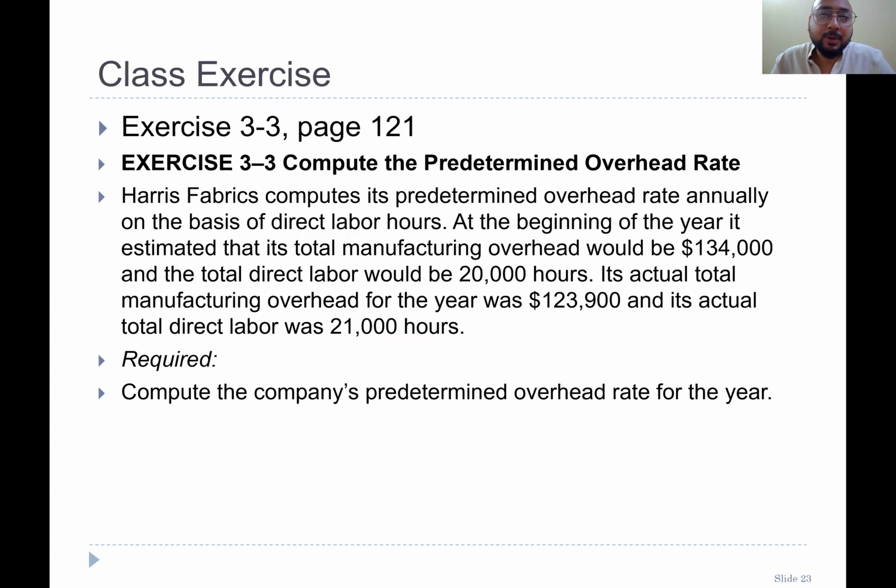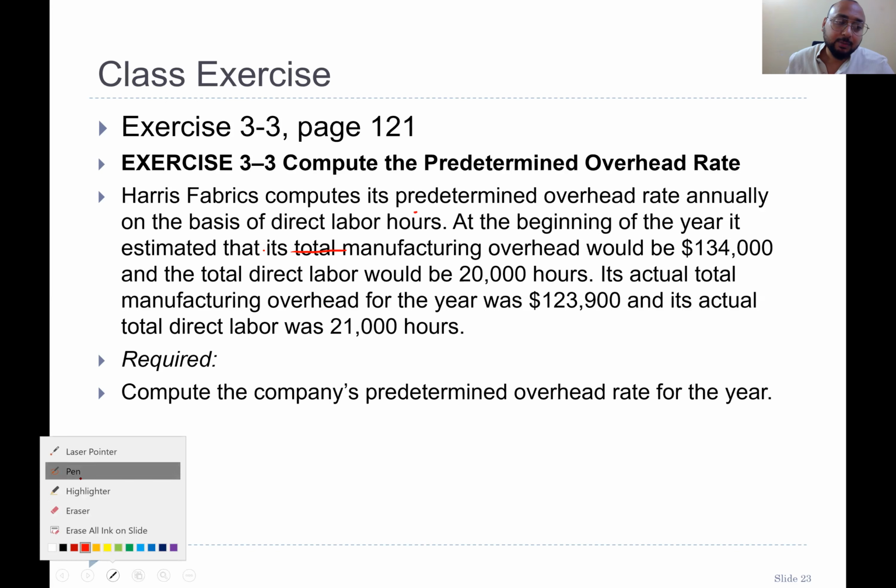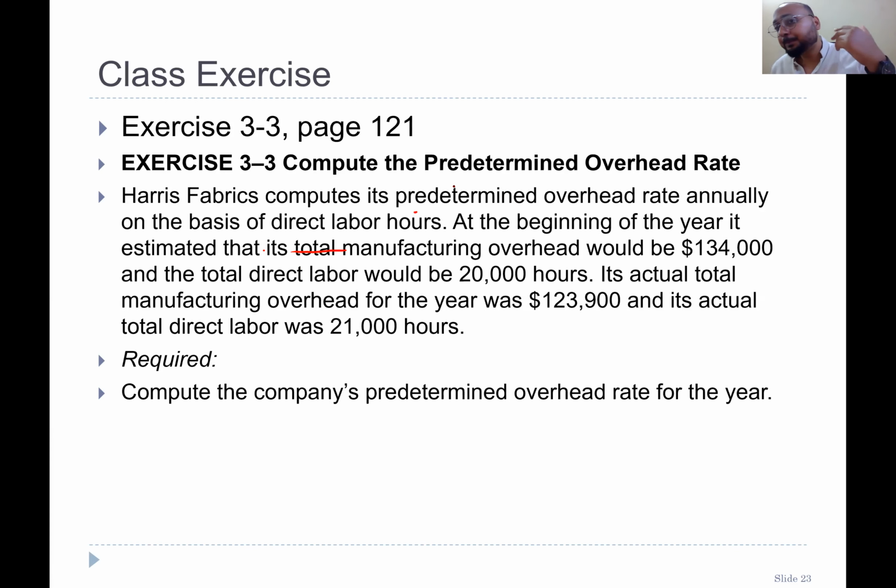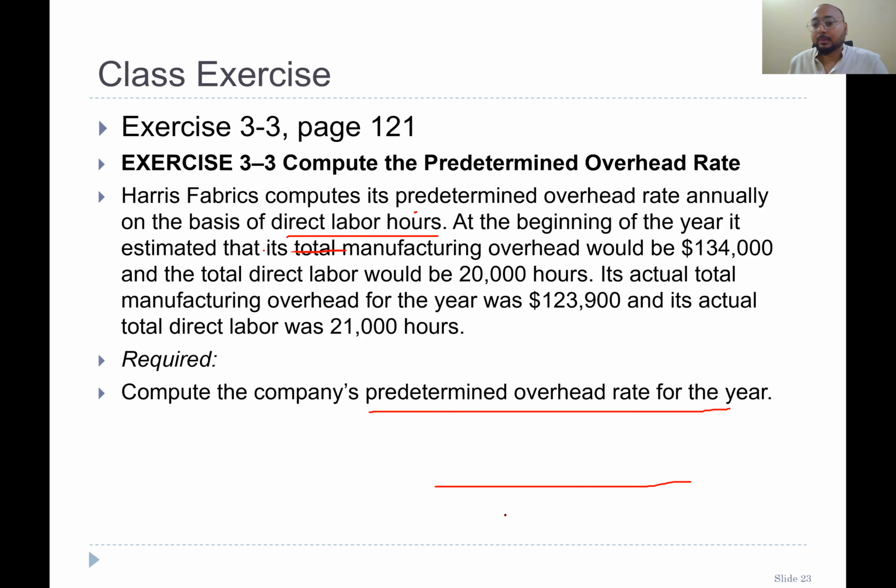We have an exercise from the book. Let's just read that. So Harris Fabrics computes its predetermined overhead rate annually and on the basis of direct labor hours. So it means they pre-plan or they estimate or they forecast their overhead rate based on direct labor hours. So in order to calculate the predetermined overhead rate, the base is going to be direct labor hours.